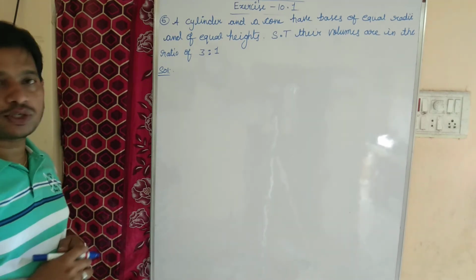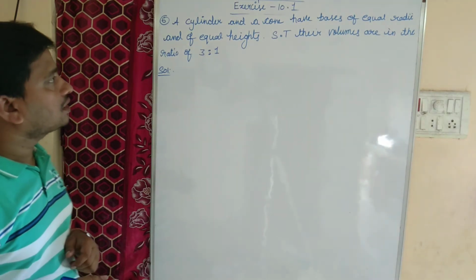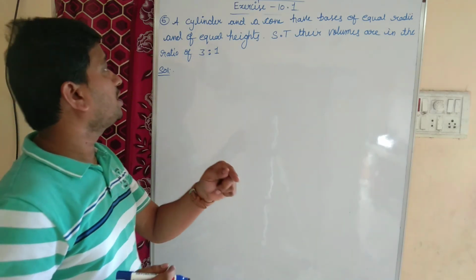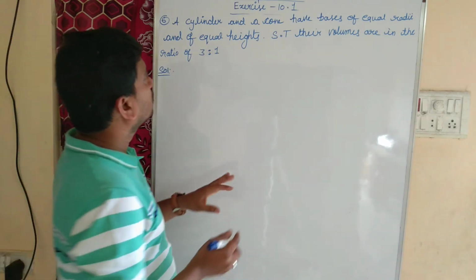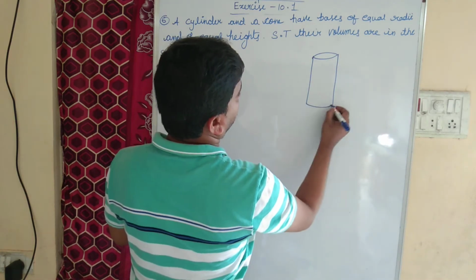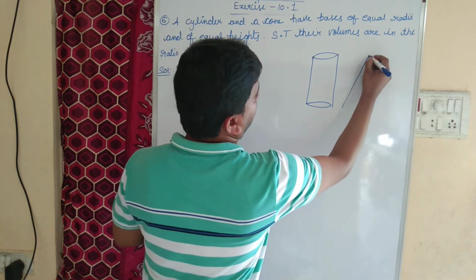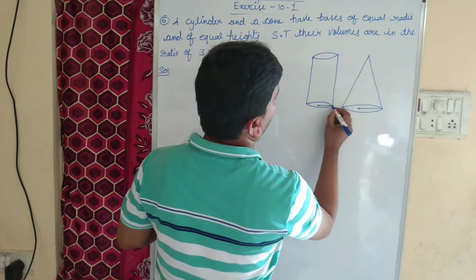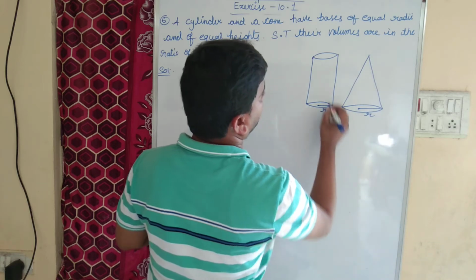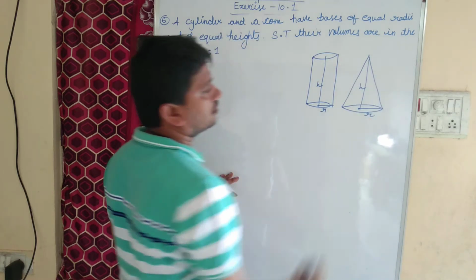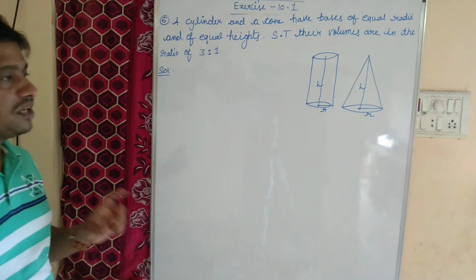Yes. Now coming to sixth question. A cylinder and a cone have bases of equal radii and equal height. We have a cylinder and a cone, both have equal radii and equal height. Try to understand the statement number 1.